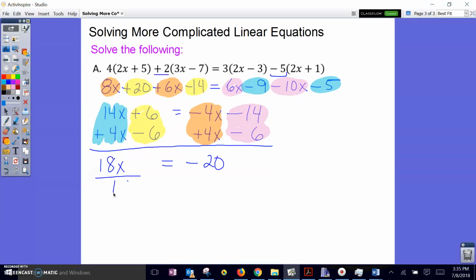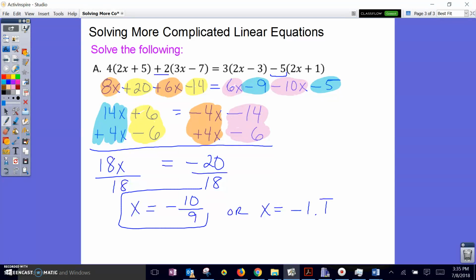And now I'm going to divide both sides by 18 to get x by itself. We get x equals, reduce this, that's negative 10 over 9, since I can take 2 out of both of those. Or if we prefer the decimal, that's a negative 1.1 repeating. So either one of those would be good as our final answer.